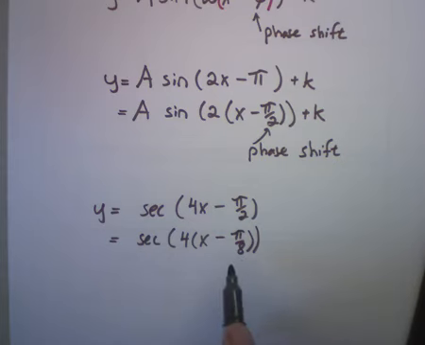And keep in mind that things inside the parentheses work backwards from the way that you would expect. So if it's a minus and you sort of think that should mean move to the left, it actually means move to the right. It means all the x values need to be pi over 8 bigger than they were before to produce the same results.